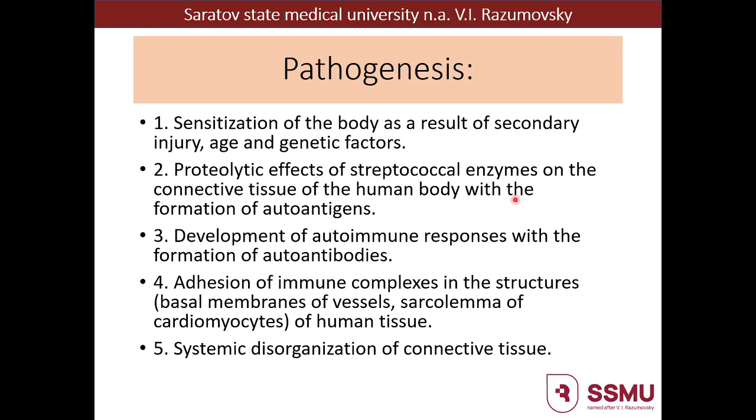streptococcus, but it leads to injury of our internal organs and our own tissues. Pathogenesis of rheumatism is associated with some stages or steps of development. First step is sensibilization of the body as a result of secondary injury and genetic factors. Result of secondary injury is second time of infections, and rheumatism manifests itself in case of second contact with streptococcus. It's impossible for rheumatism to develop in first contact.